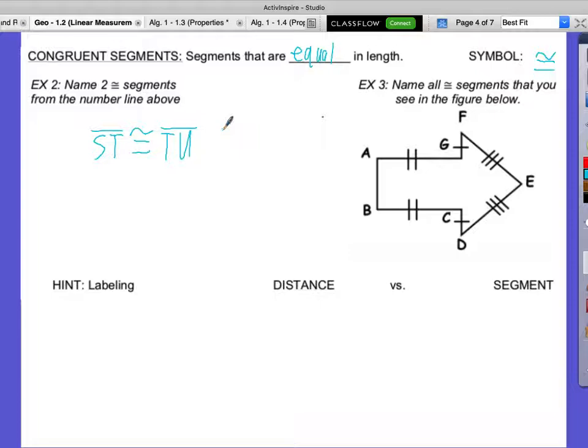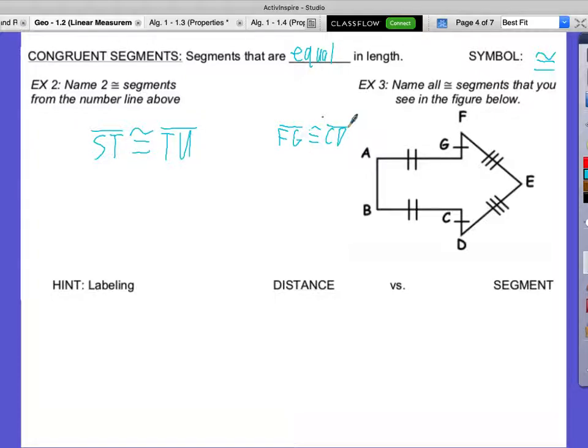What the hint means is these tick marks are marks that we use to denote two things being congruent. So, if this has one line and this has one line, that means FG is congruent to CD, okay? So segment FG is going to be congruent to segment CD because they both have one tick mark. Following that logic, can somebody give me another two segments that are congruent?